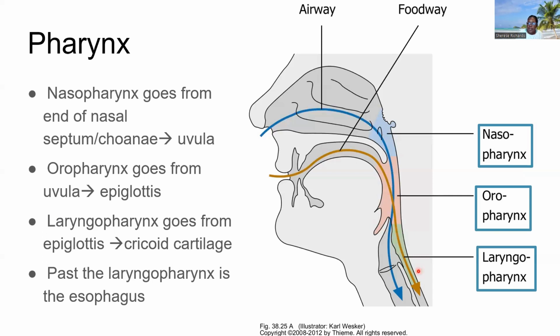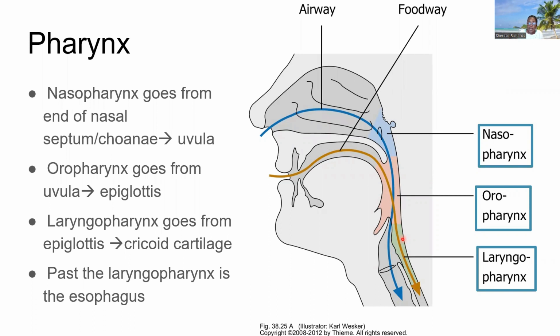This is from the epiglottis down to the cricoid cartilage, and this is a shared opening where there's entrance into the larynx or leading to the trachea, as well as entrance into the esophagus or leading into the stomach. So this is where we can have choking. This is a really important clinical importance of the laryngopharynx, understanding the implication for choking.